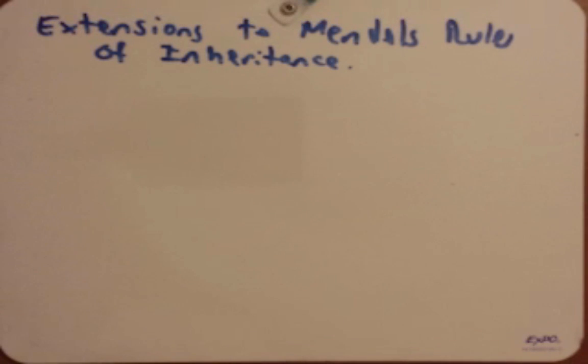In 1900, when his works were rediscovered, scientists from around the world started taking interest in this, and they started testing their organisms to see if their organisms followed these same rules. And it turned out most of them did. And yet there were some extensions, or some exceptions we might say.